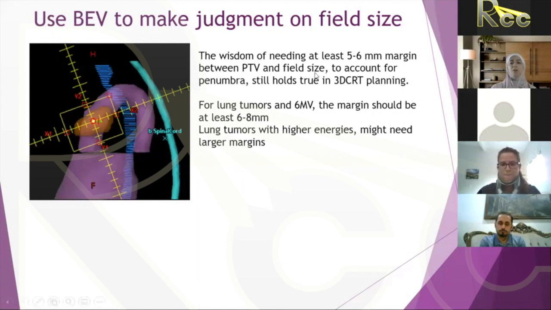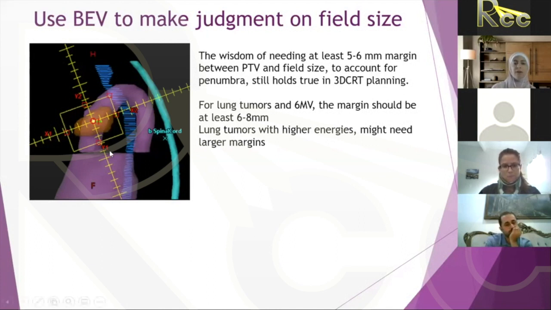So 5 millimeter is fine if we're talking about pelvis or brain. But if we're talking about lung tumor, you might need to increase the penumbra. And as you see in this example, this is about 1 cm from PTV to beam edge. And if I'm using higher energy instead of 6, maybe 10 MV, I might need even 1 cm or more for the penumbra.